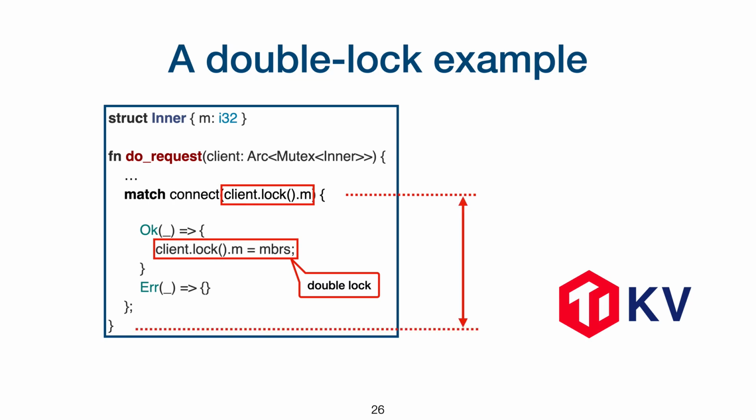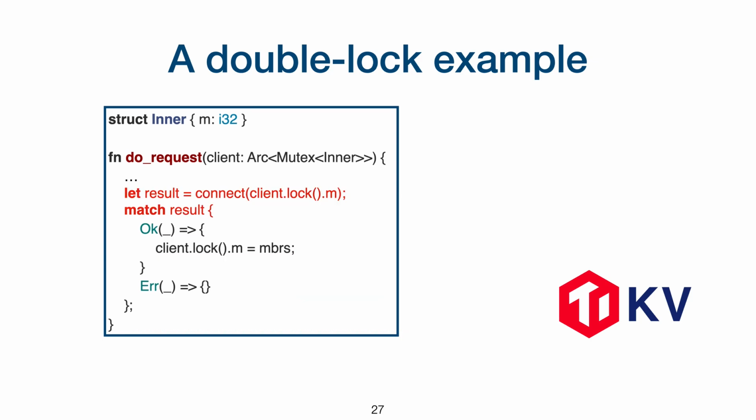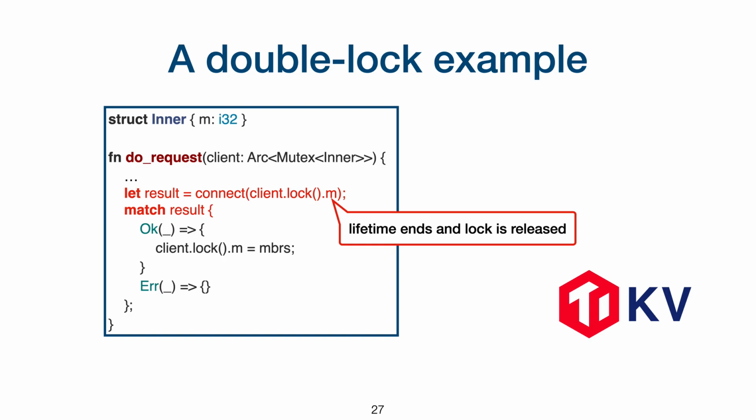However, the first lock is not released until the end of the match block. Thus, when connect returns OK, we will have a double lock. The fix of this bug is to save the return value of function connect to a local variable, and then use the local variable as a condition of the match block. Since the first lock is immediately dropped after calling connect, the double lock is avoided. There are many other bugs exactly like this one.